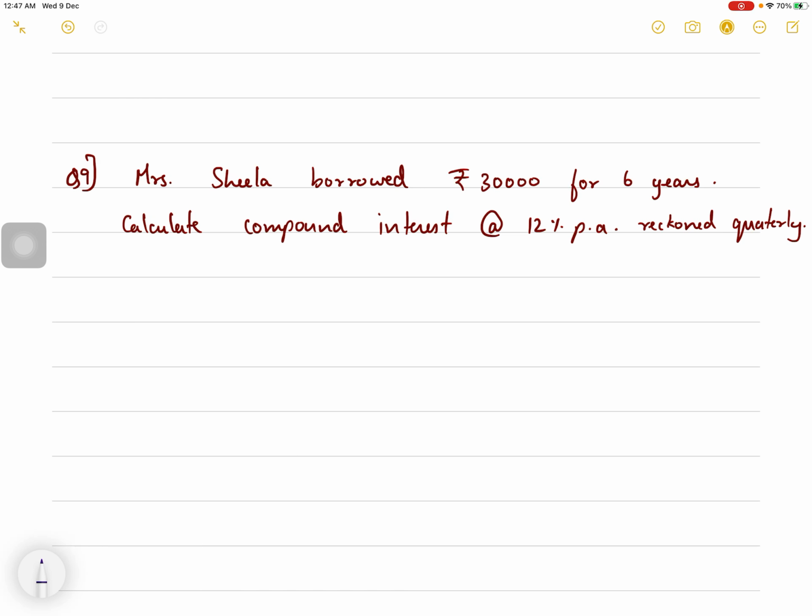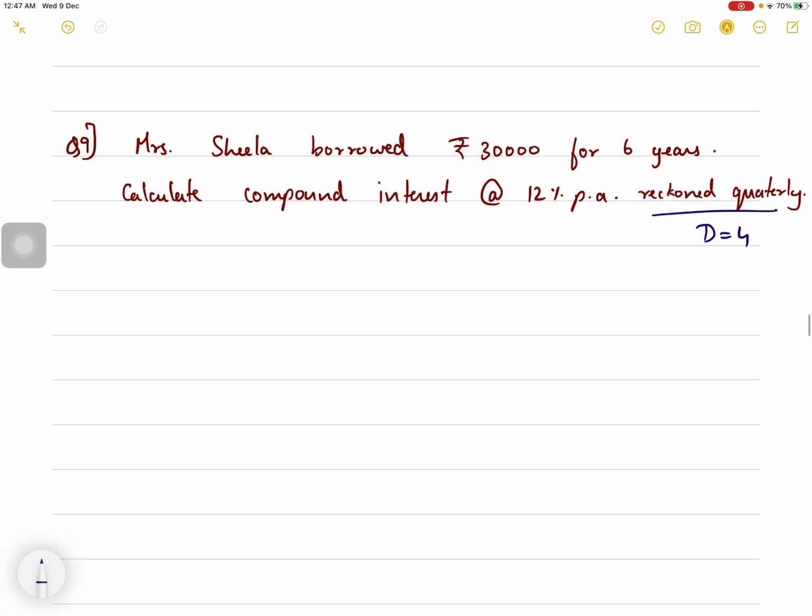Next problem. Mrs. Sheila borrowed 30,000 for 6 years. Calculate compound interest at 12% per annum, reckoned quarterly. So it is compounded quarterly. So that means D is equal to 4, because it is compounded 4 times in a year. So that's why D is equal to 4.